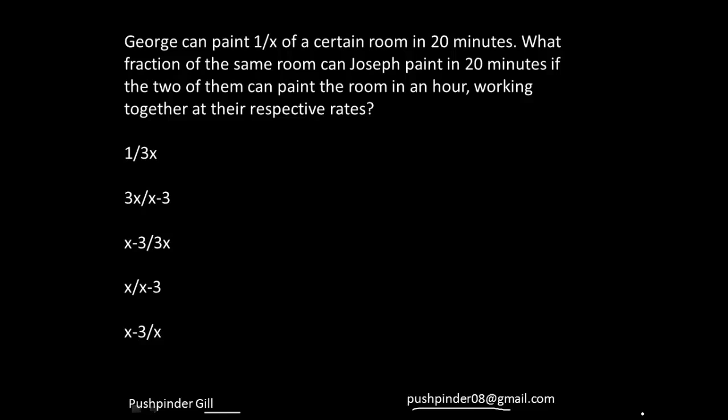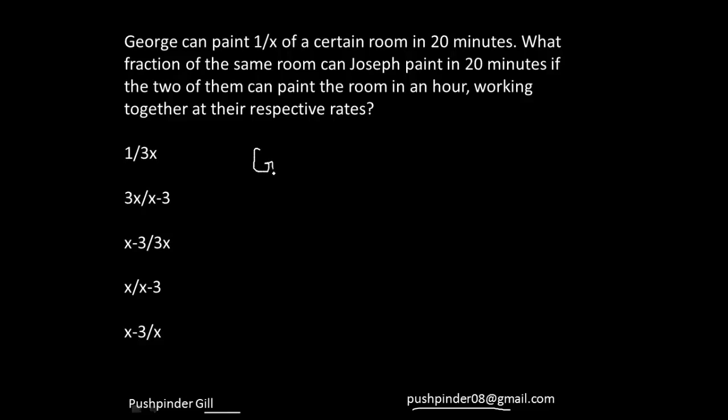Now you can clearly see if I start doing this question, there's going to be a lot of variables in my way. So a better way of doing such questions, whenever there are variables in the answer options, is to assume a value for the variables. That makes your life easy.